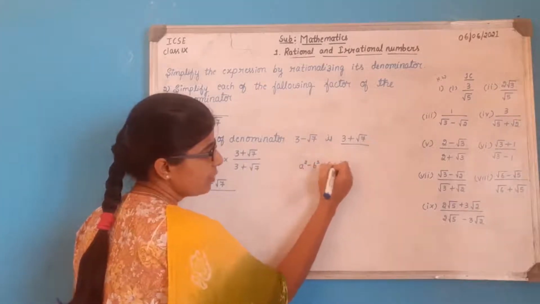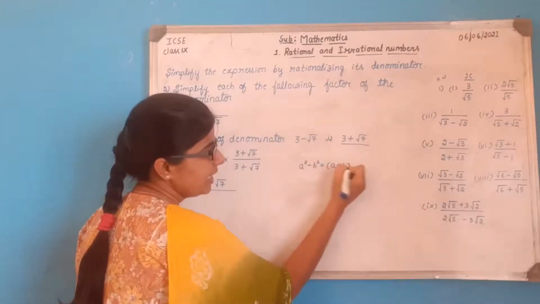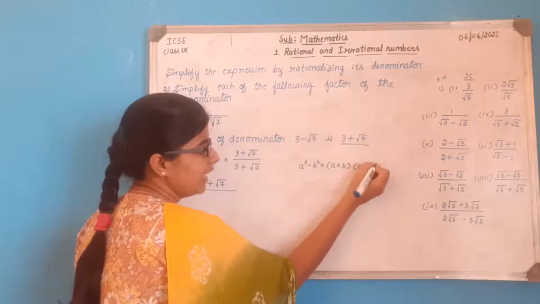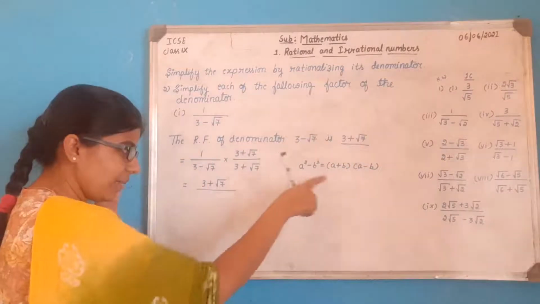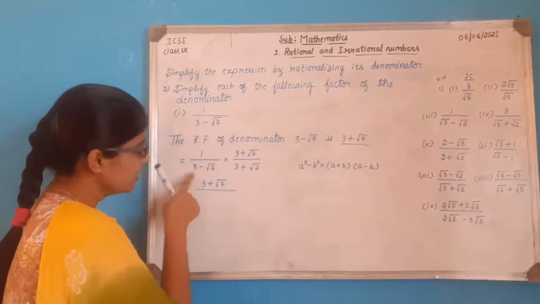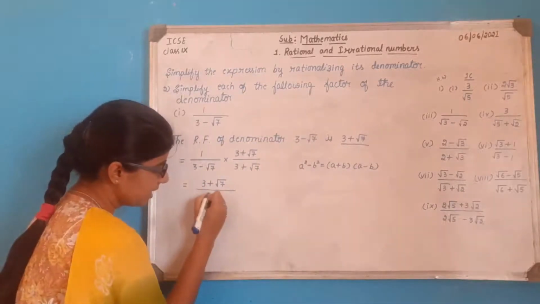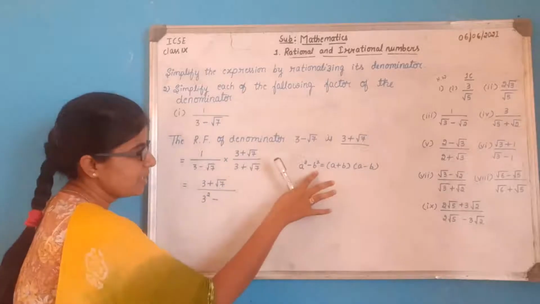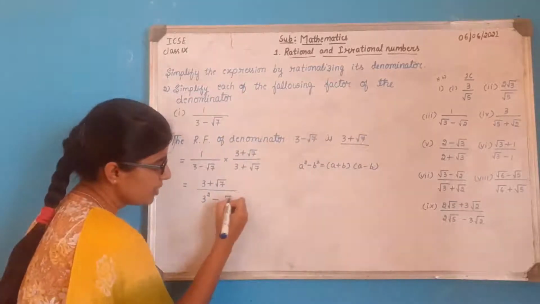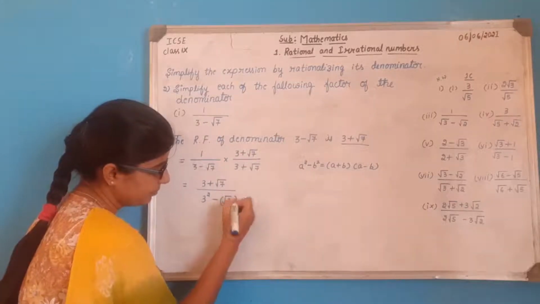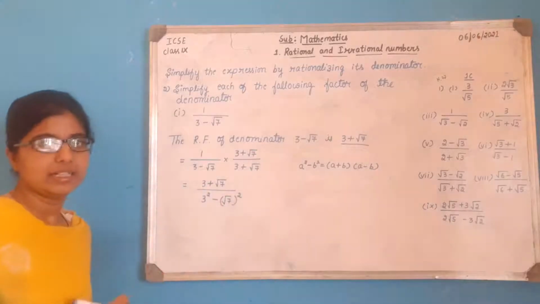So what is the formula for this? a plus b into a minus b. This is a plus b, this is a minus b. Apply this one: a square becomes 3 square, minus b square. What is the b value? Root 7 whole square. Root 7 whole square. Clear?